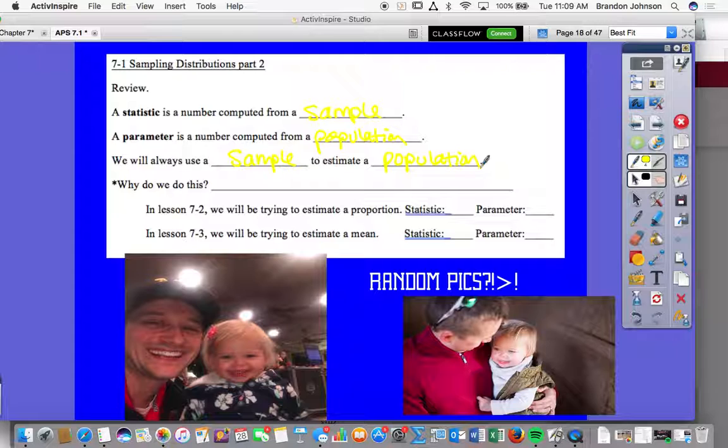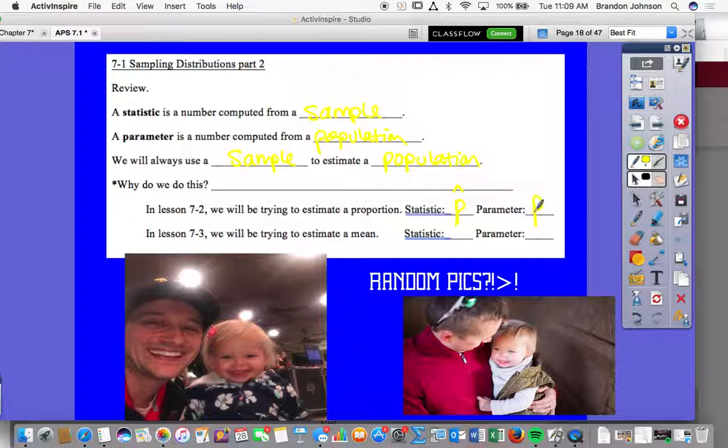Now, in lesson 7.2, you won't know this, so let me describe it. We will be trying to estimate a proportion. With a statistic, we represent that using p hat. So p hat is a statistic. A parameter, what's that, Matthew? The parameter is just p. If we talk about a proportion and say p, we're talking about the population. If we talk about a statistic, it's p hat, which is a representation of the parameter p.